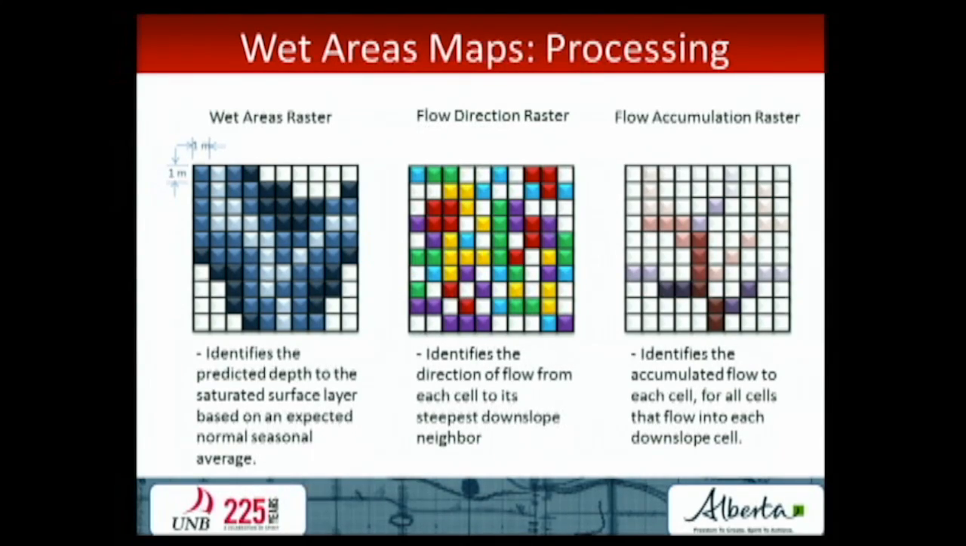In terms of the data outputs, the main output would be the wet areas mapping data, which you see here on the left, which identifies the predicted depth of the saturated surface layer based off of the expected normal seasonal average. From the initial DEM, we derive the flow direction raster, which identifies the direction of flow from each cell to its steepest downslope neighbor. And from this flow direction raster, we're able to identify the accumulation of flow from each cell towards each downslope neighbor. So the flow direction and flow accumulation rasters are used as input to the wet areas mapping final product.